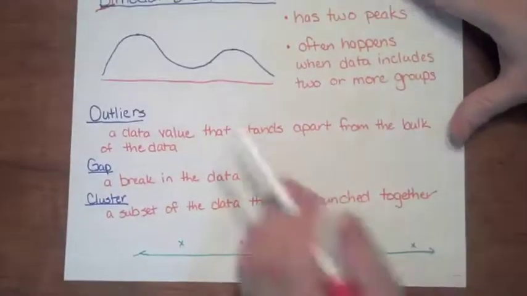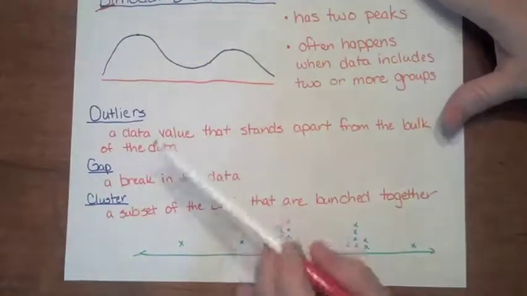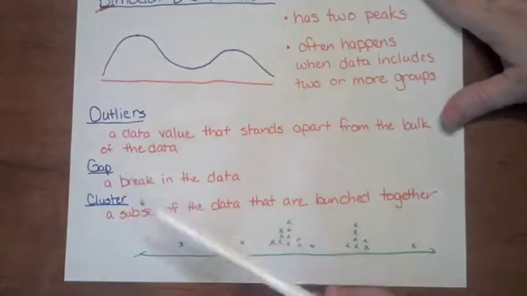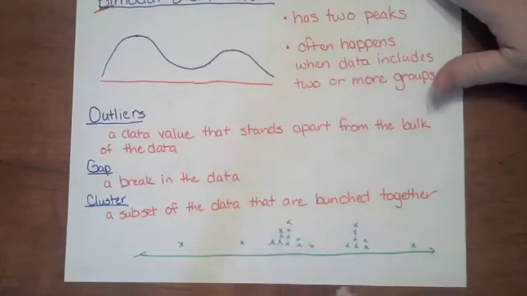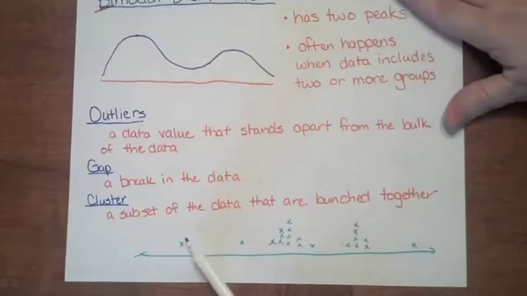Okay. And within this, you also have some other things happen. And these things can actually happen in any set of data. You might have outliers, gaps, and clusters. Outliers are the data points that stand apart from the rest of the data. They're way out on their own, either too high or too low.